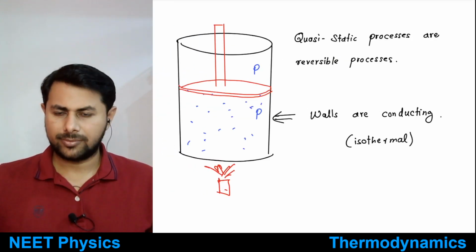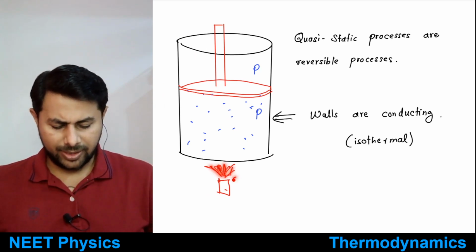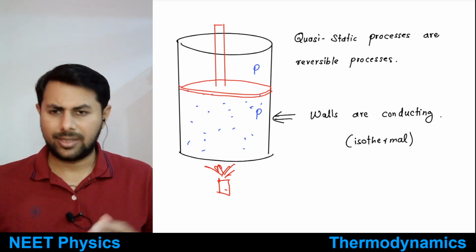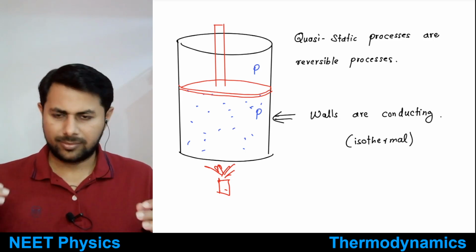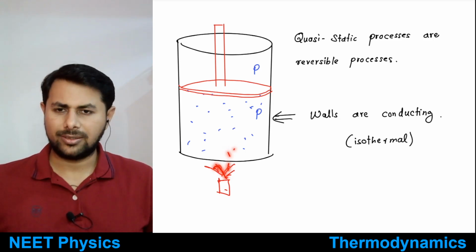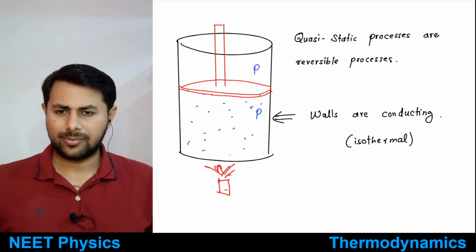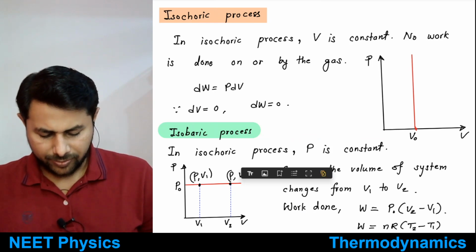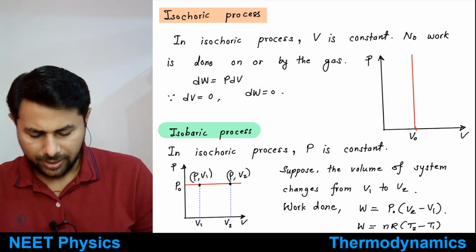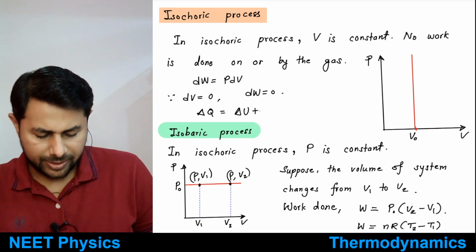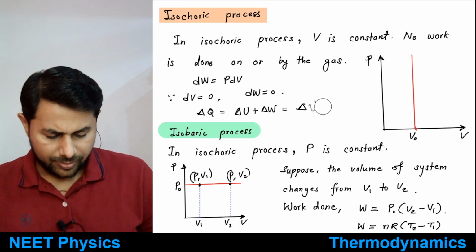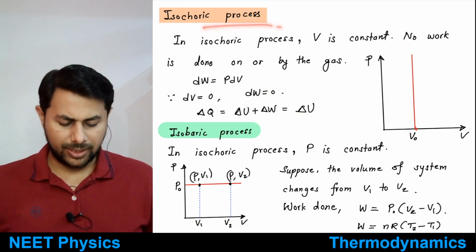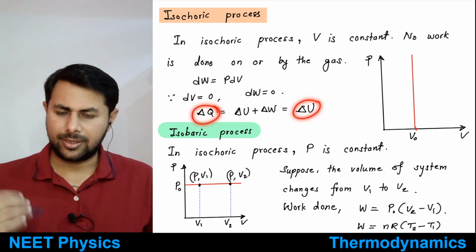That means what will happen? If work done is 0 and you're giving some heat to this system, where is the heat utilized? Only in raising the internal energy of the system, right? Because just apply the first law of thermodynamics. Work done is equal to 0 because change in volume is equal to 0, and then delta Q is equal to what? Delta U plus delta W. Delta W is 0, so just the internal energy of the system will change, right? So this is an isochoric process. Okay, so in an isochoric process, all the heat is utilized in changing the internal energy of the system.